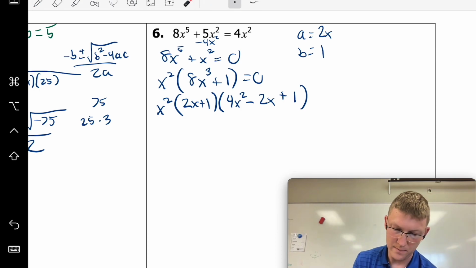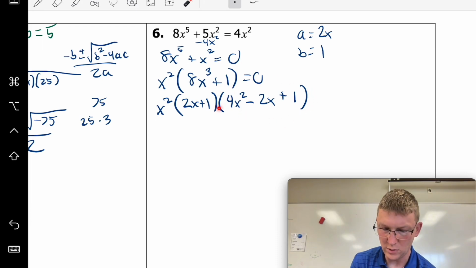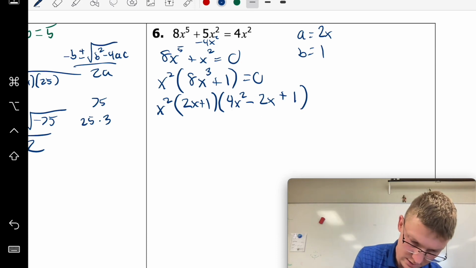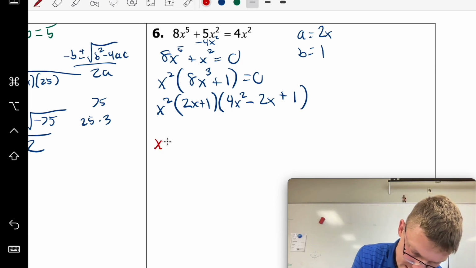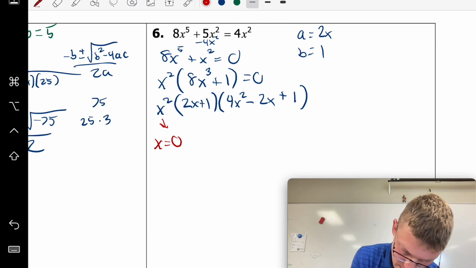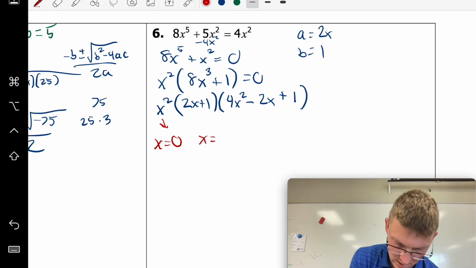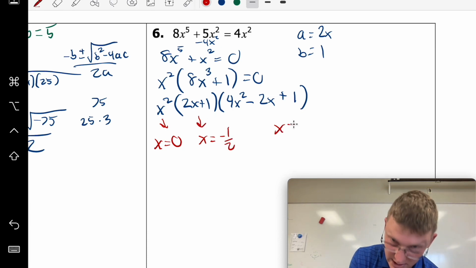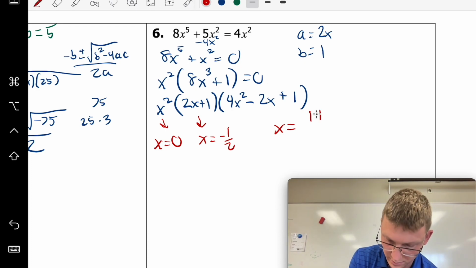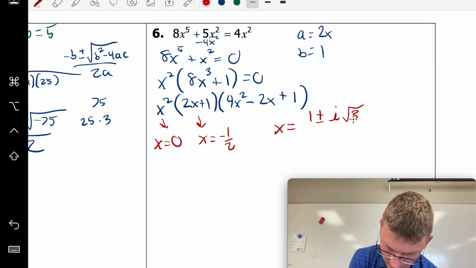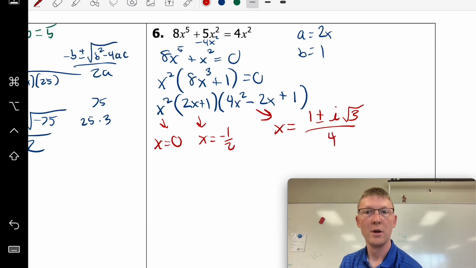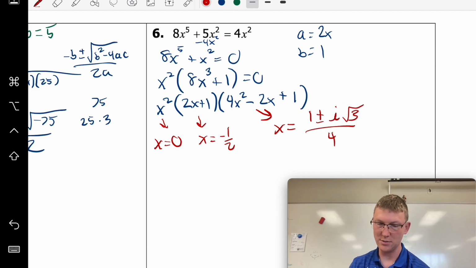And at this point, you can solve this part, you can solve this part. This part you will need to use the quadratic formula for. Plug it in and see if you get our answer of x equals 0 from there. X equals -1/2 from there. And then x equals 1 plus or minus i square root of 3 all over 4 from our quadratic formula there. Try that one out yourself and see how it goes.